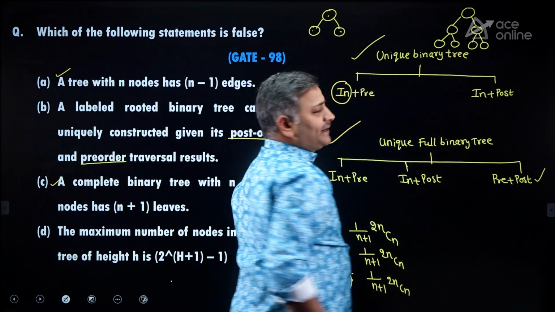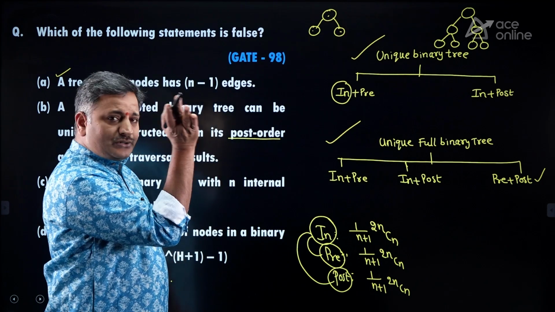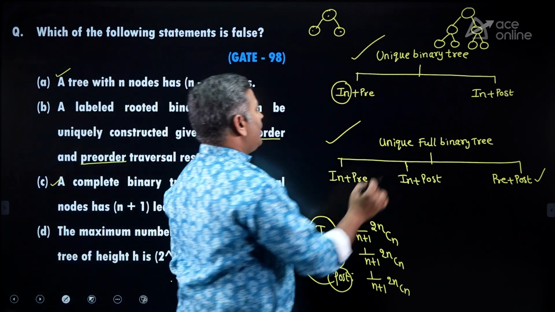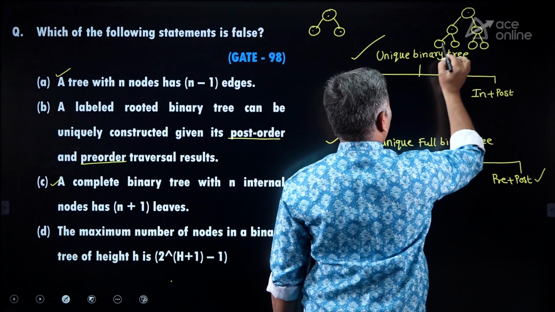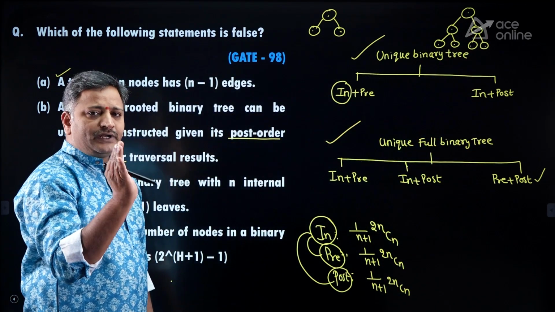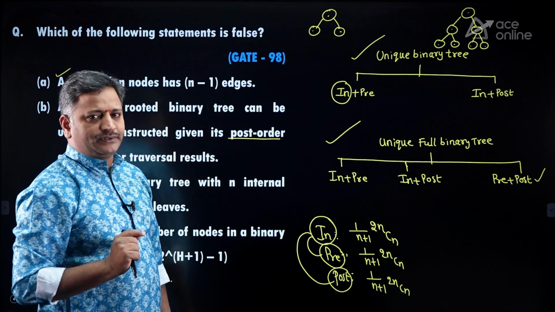So it is also a complete binary tree, right? A complete binary tree means all levels are full except possibly the last level, filling from left to right. How many internal nodes are there? 1, 2, 3. And how many leaf nodes are there? 4 leaf nodes. So 3 internal nodes, 4 leaf nodes: n internal nodes, n plus 1 leaf nodes, satisfied.